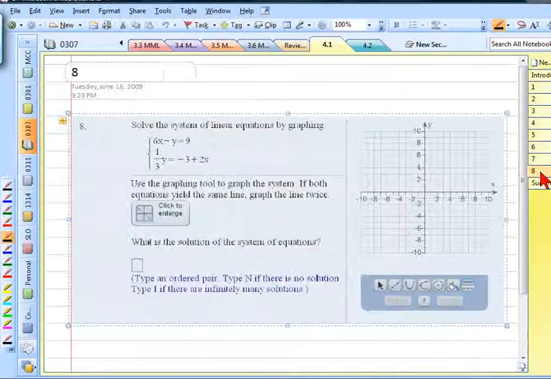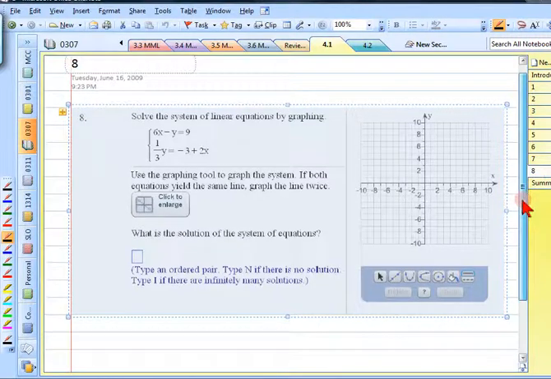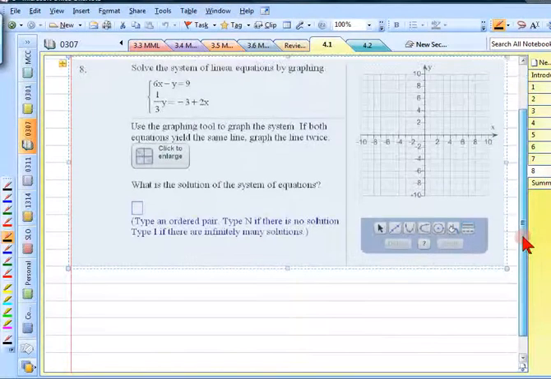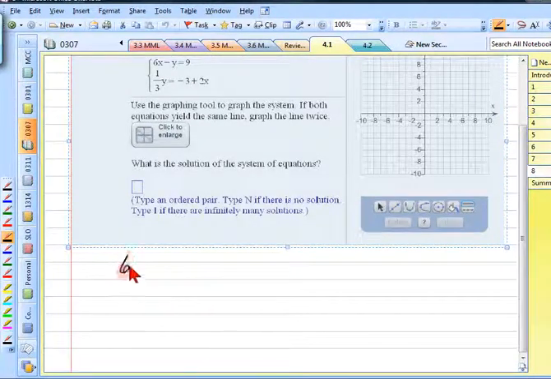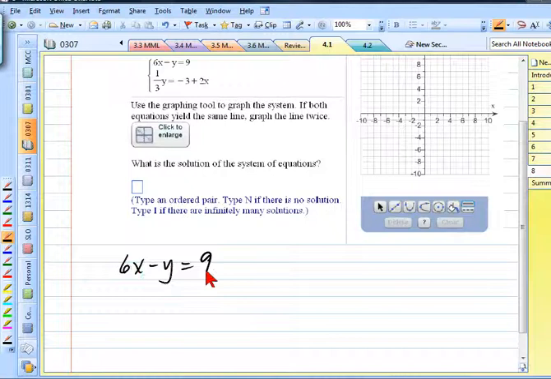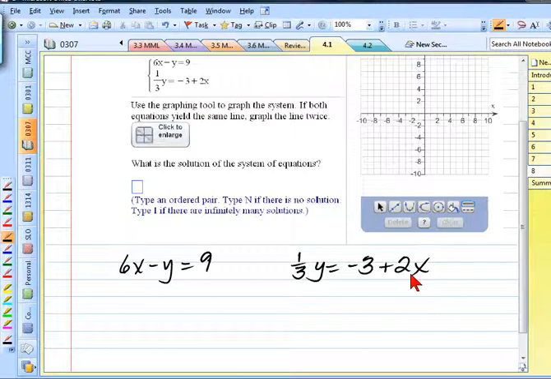Let's go back and look a little bit at number 8. The reason I put this one on here is because there's a fraction in one of them, and I don't want it to freak you out. For my first equation, I have 6x minus y is 9. And for my second equation, I have 1/3 y is equal to -3 plus 2x. This is number 8.